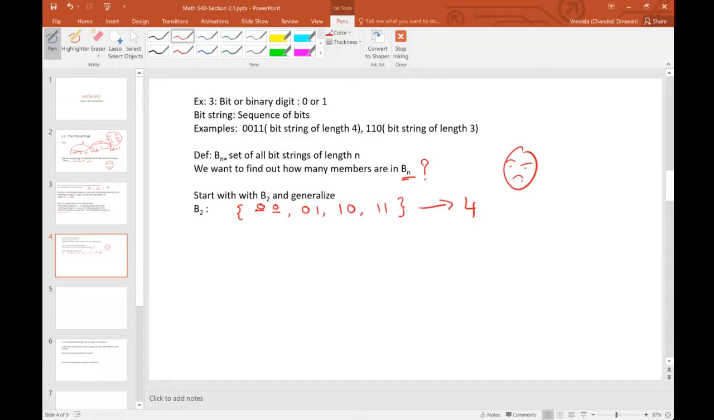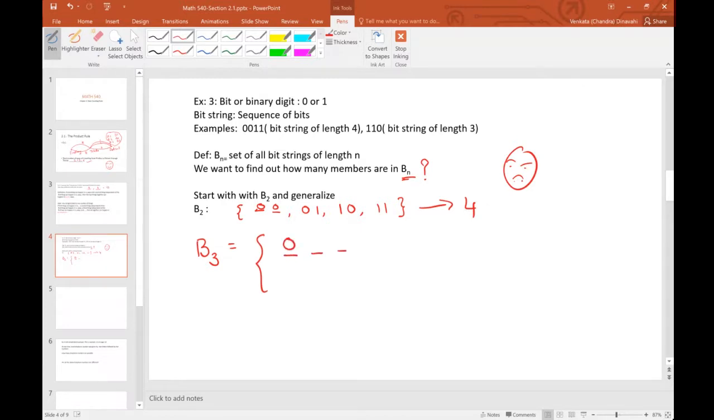That's what you need to find out. If it is B3, how many of these things exist? If B4, similarly Bn. Can you generalize this? That is what I'm looking for. Let us do one more. Okay, let us see B3. That means you need to find out all the bit strings of length 3 and see how many of them are there.